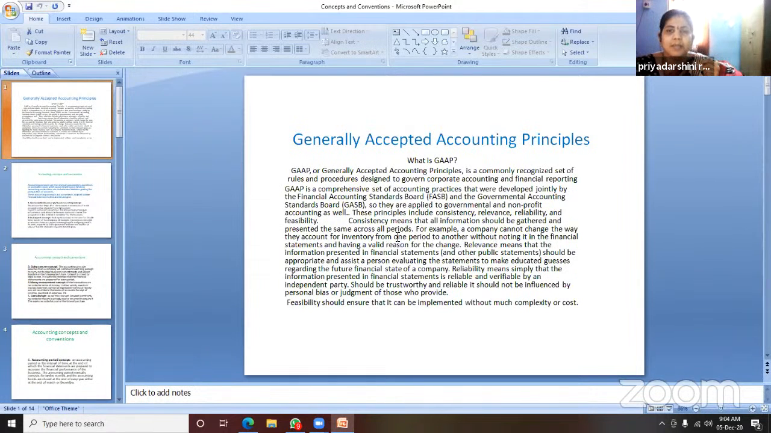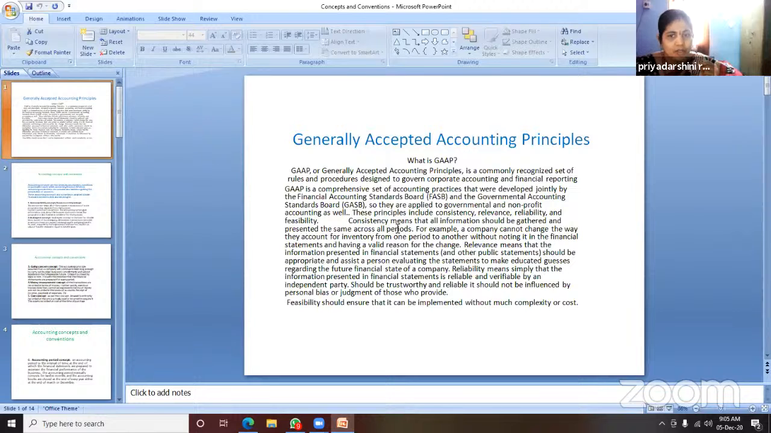So consistency means stability: no change, an unchanged set of rules. If we are following any method, that method is applicable to all the periods. We have to apply the same method to all the accounting periods. For example, if we are following the straight line method for providing depreciation for fixed assets, in order to know the true value of the asset, we provide depreciation to fixed assets.